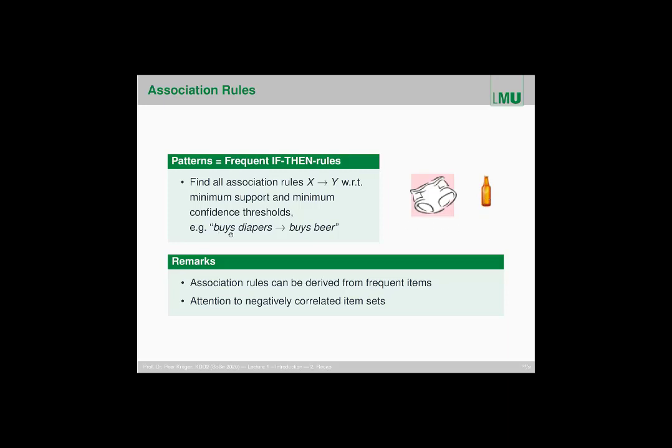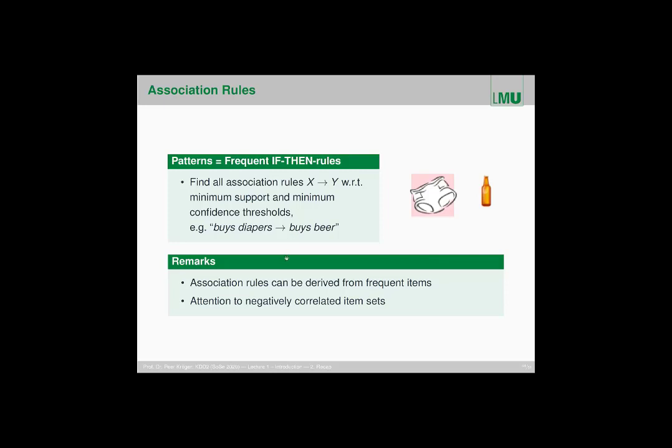And this is a rule: buys diapers, buys beer, and that should have a minimum support. So it should be supported by many customers, many transactions, and should have a minimum confidence threshold. So a given percentage of those that bought diapers also buy beer. This is the confidence actually, and that should also exceed a threshold.